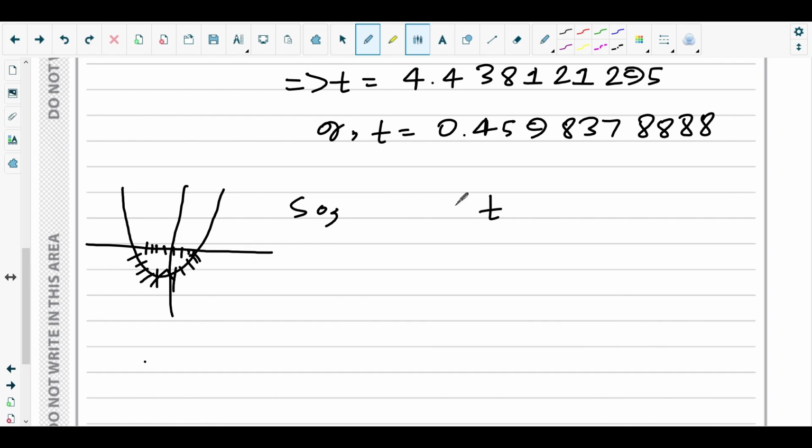So t should be greater than 0.460, three significant figures, and less than 4.44. That much seconds.